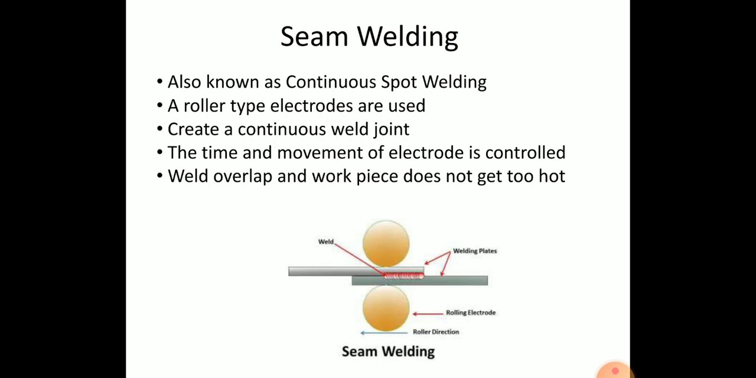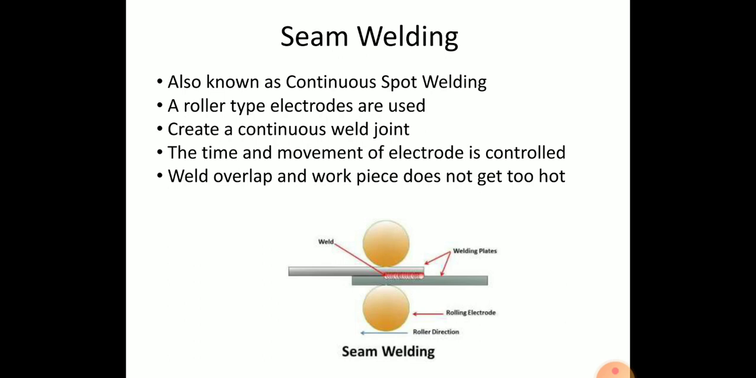Next is seam welding. Seam welding is a resistance welding process in which overlapping sheets are joined by local fusion progressively along a joint by rotating circular electrodes. Fusion takes place because of heat generated from the resistance to current flow through the work parts, which are held together under pressure by the electrodes. It is also known as continuous spot welding. Roller type electrodes are used to create a continuous weld joint.